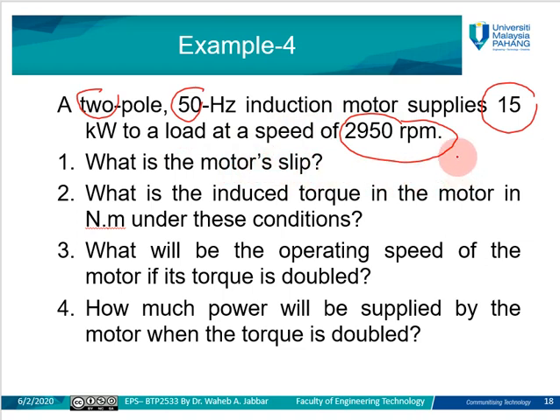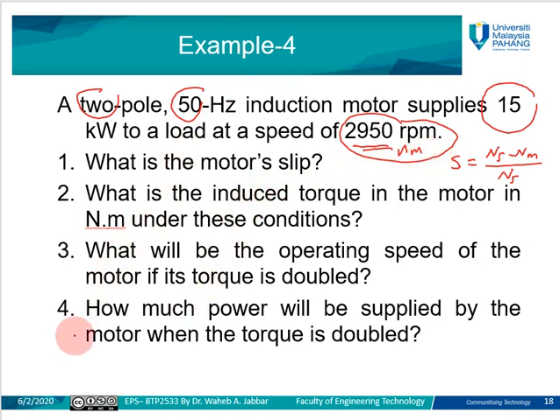It asks for the value of S, and S is usually equal to (NS minus NM) over NS. So we need to calculate the value of the synchronous speed. From the synchronous speed, we deduct the value of the machine speed, which is NM here. This represents NM, the machine or motor speed. Then we can find the value of S.